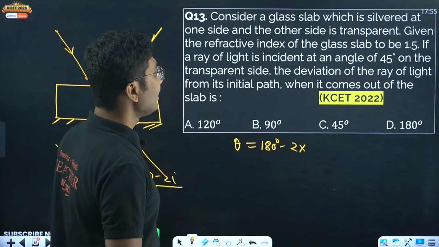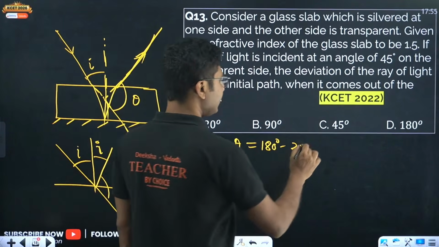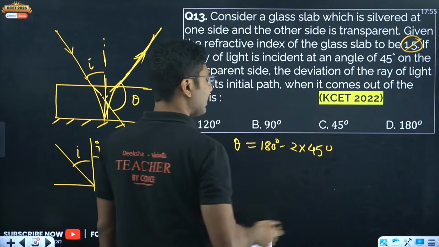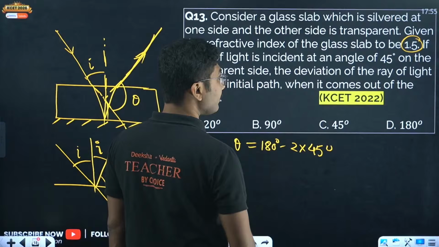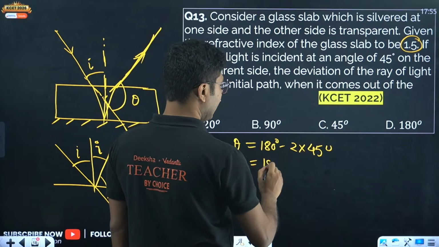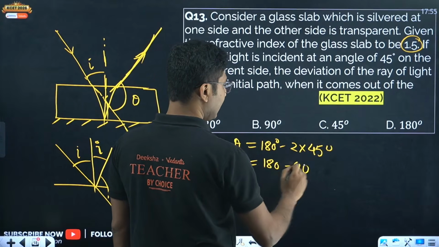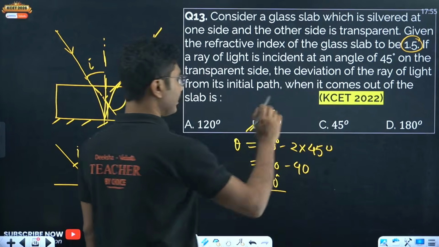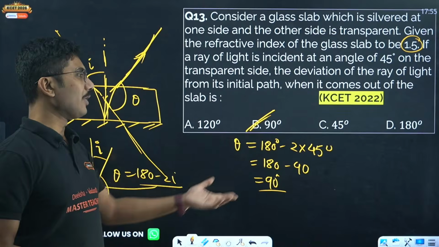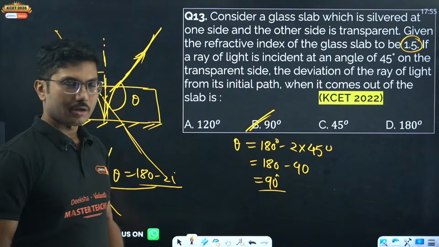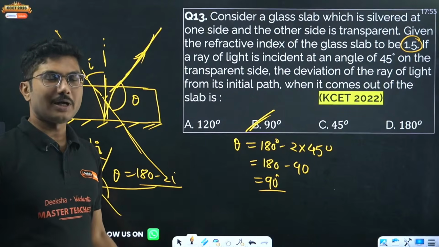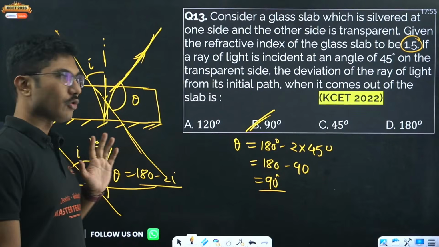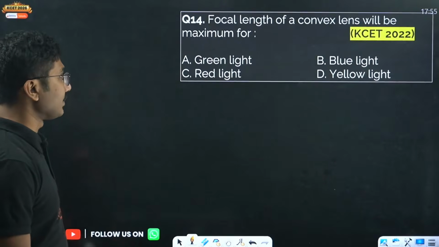What is i here? i is given as 45 degrees. You can simply ignore the refractive index, you don't need to consider it. So 180 minus 90 is 90. This is an easy but intelligent question. Easy, because mathematically it is not that difficult, only a very simple formula. Intelligent, because you need to understand that the glass slab is not contributing to the angle of deviation.